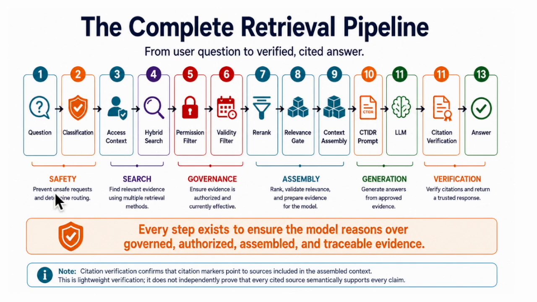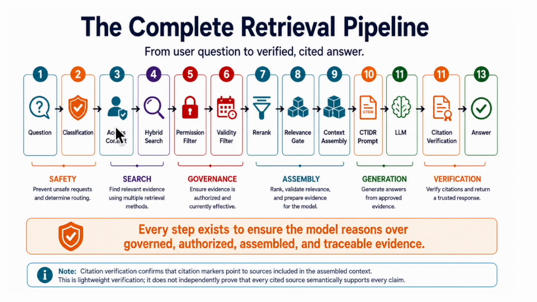Now, the first stage is classification. Before any search happens, the system determines whether the request is a legitimate policy question or a request that should be straightaway refused. This is the first safety gate. If the request passes classification, the system builds an access context for the caller. That context captures who the caller is, which scopes they hold, and whether they have administrative access.